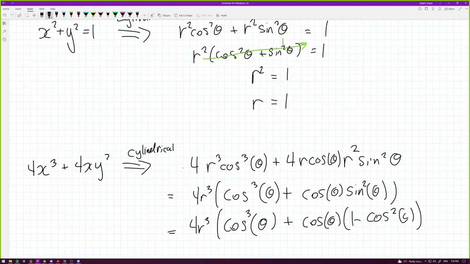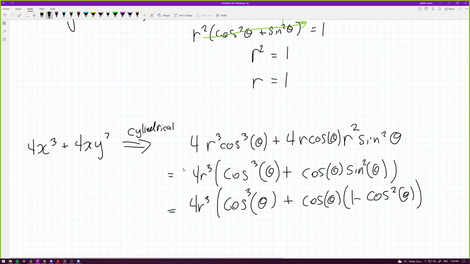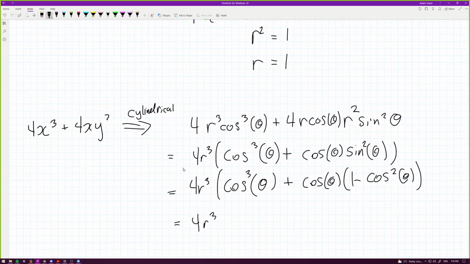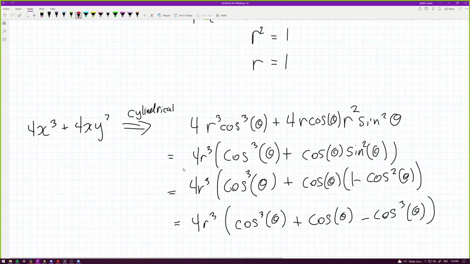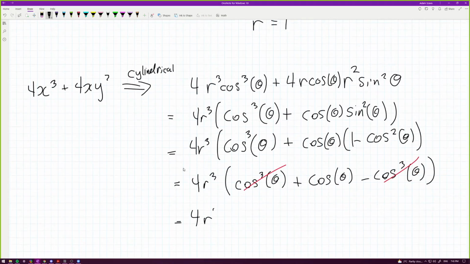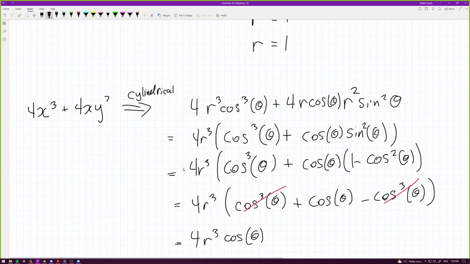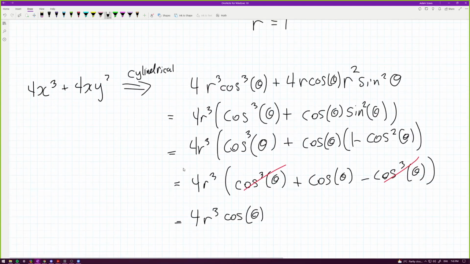The reason I'm doing this is because now this cos and this cos squared are going to multiply into cos cubed with a negative sign, so it's going to cancel, right? That's a convenient part of this question here. So it's going to be 4r cubed cos cubed theta plus cos theta minus cos cubed theta. Right, those are going to cancel, and it's just 4r cubed cos theta. So that is our question mark, question mark, question mark.